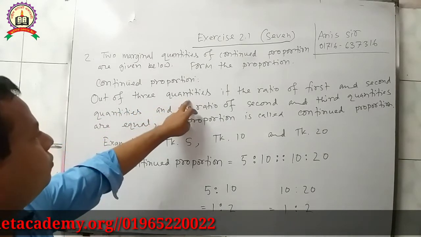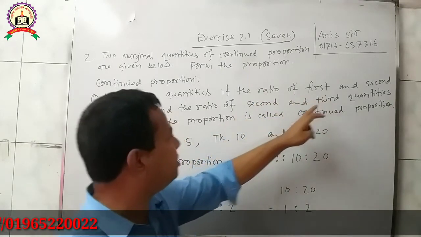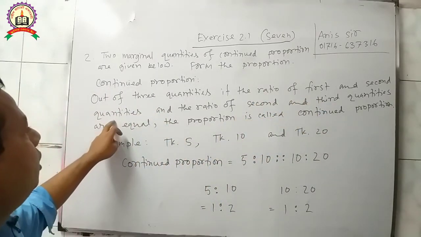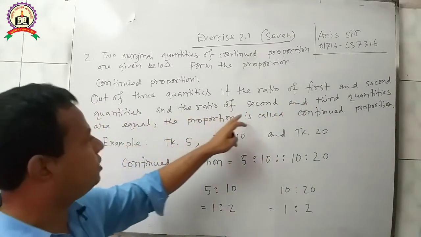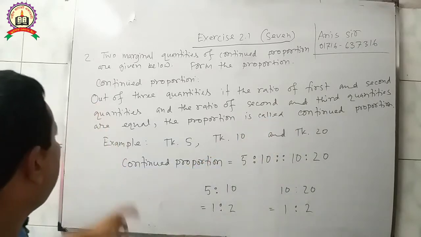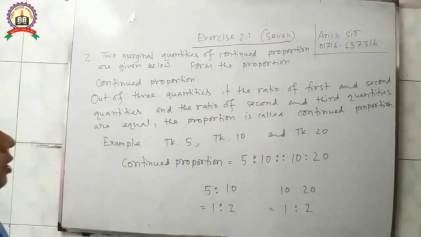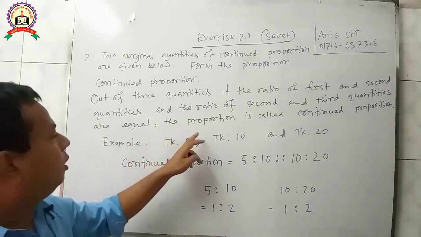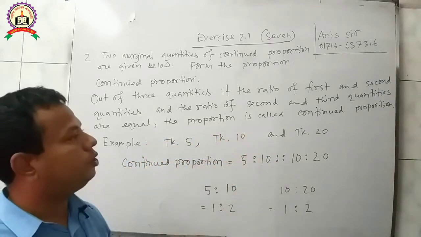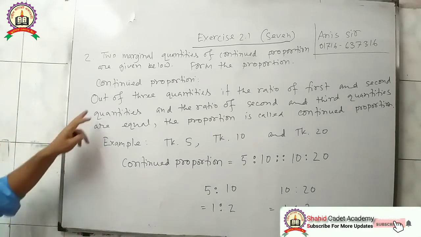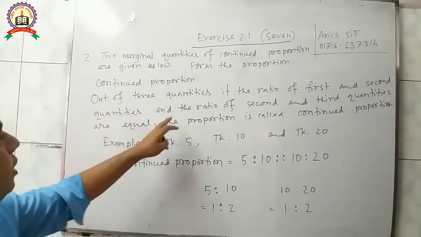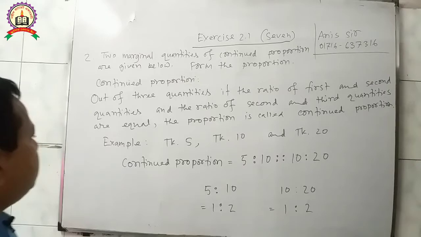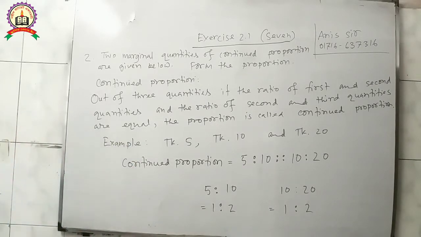Out of three quantities, if the ratio of the first and second quantities and the ratio of the second and third quantities are equal, then the proportion is called continued proportion.